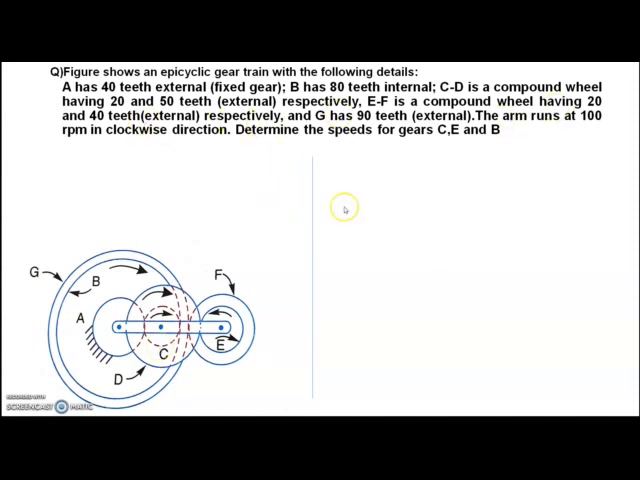Number of teeth are given, so we'll write the arm rotates at 100 rpm in clockwise direction. It is given. Determine the speed of gear C, E and B. Three speeds you have to find. First we have to write the given data.